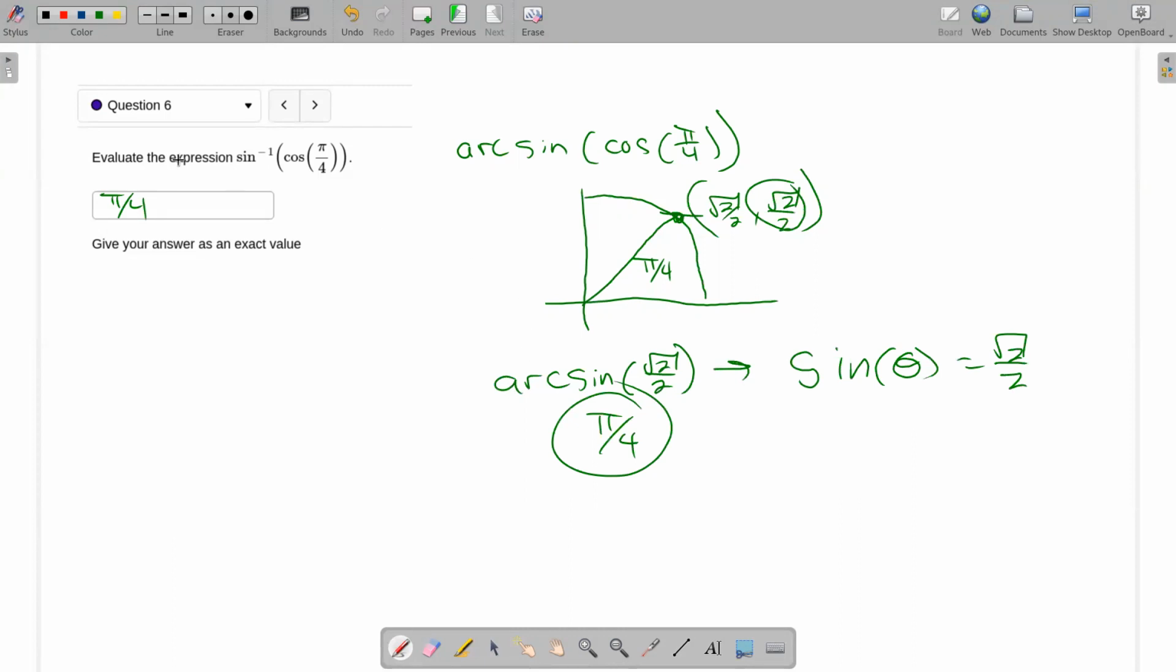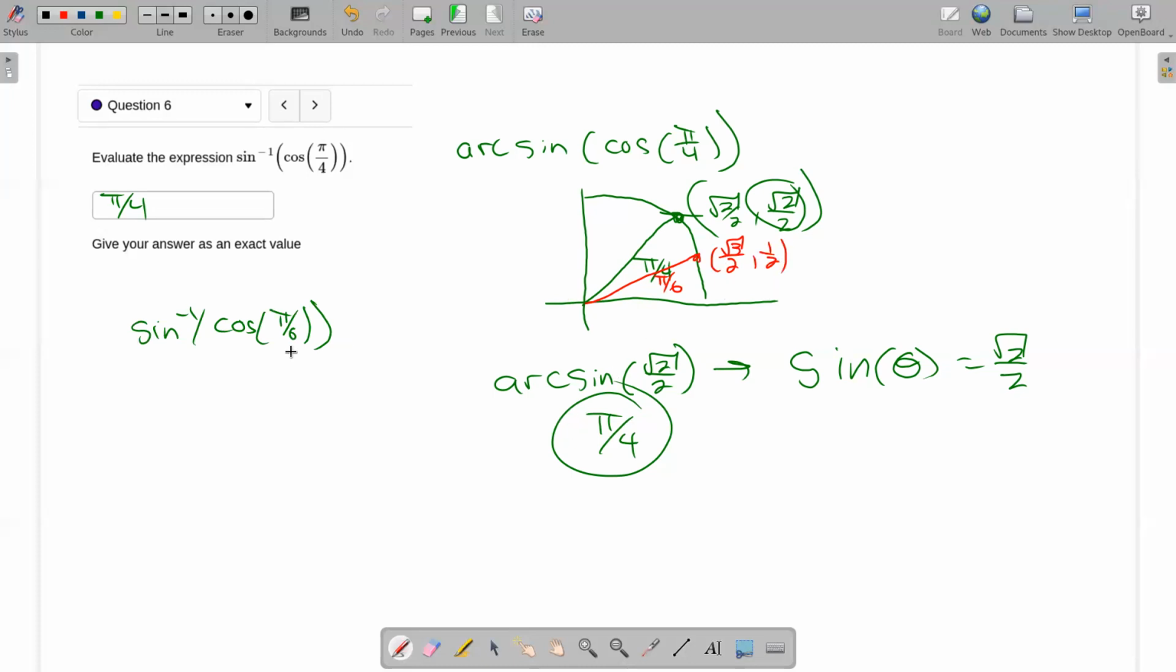Now, will the arc sine of a cosine for any angle always be the same angle? The answer is no, it depends on the angle. If instead someone said, find the sine inverse of the cosine of pi over 6, let's do that in red over here. Pi over 6 would be over here-ish. And for that point, I get the square root of 3 over 2, 1/2.